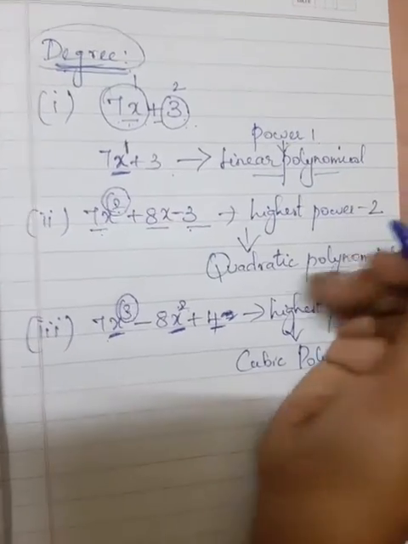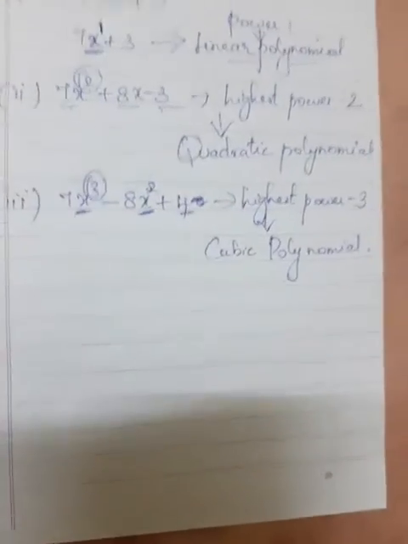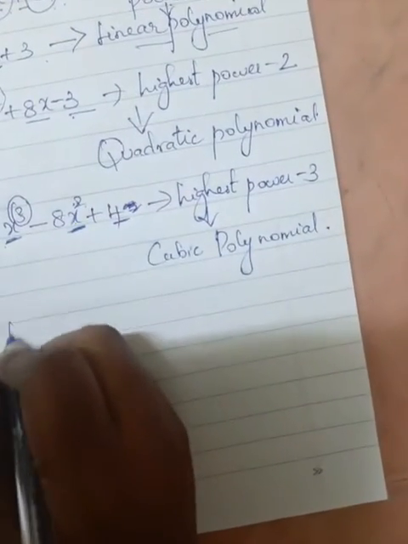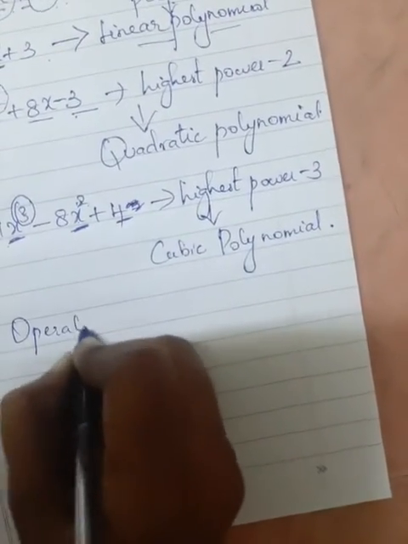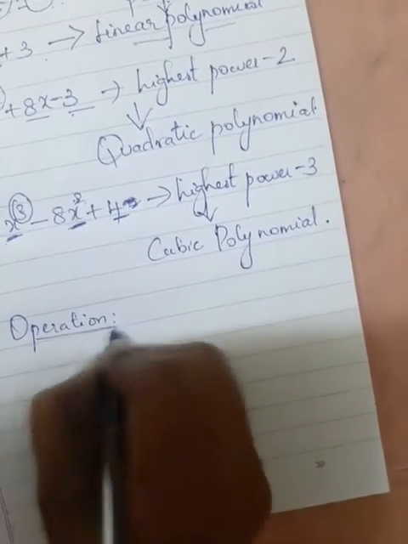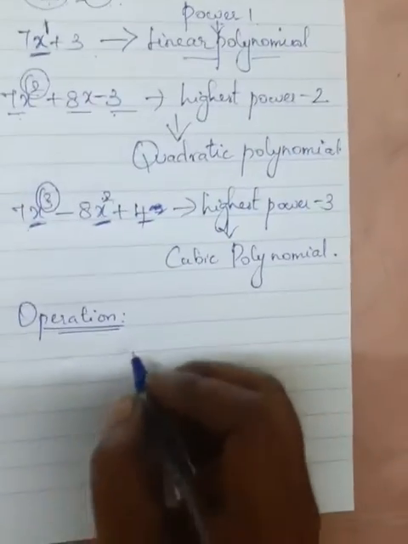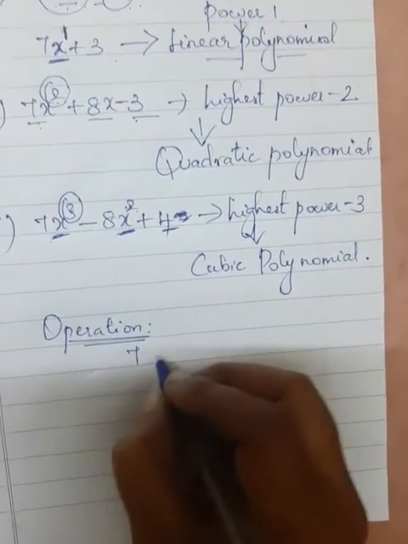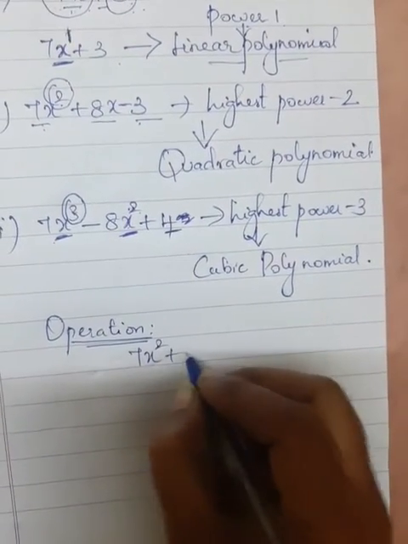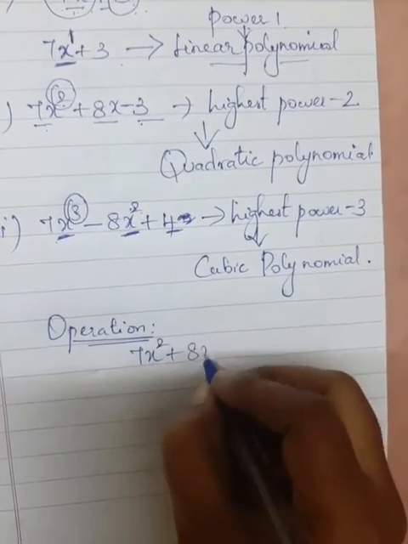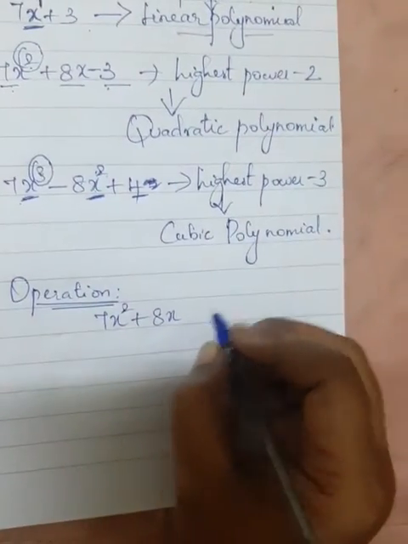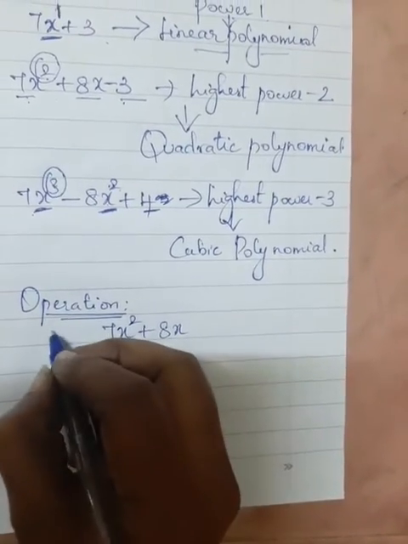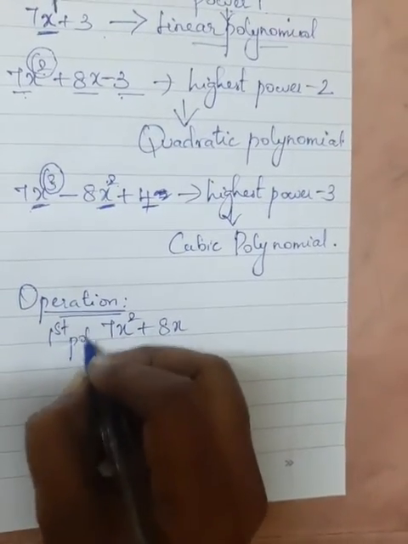Okay, children. So next, what you need to know here is addition and the basic operations with algebraic expressions. Algebraic expressions with the basic operations, what all is required. So now see here, if I have 7x square plus 8x, then this is a separate first polynomial I have.